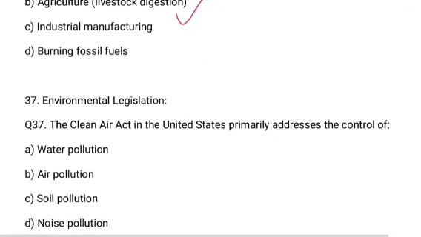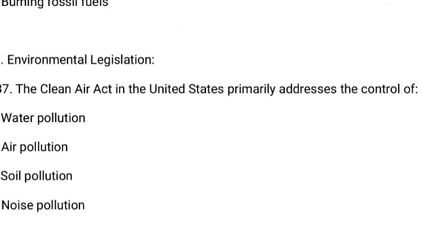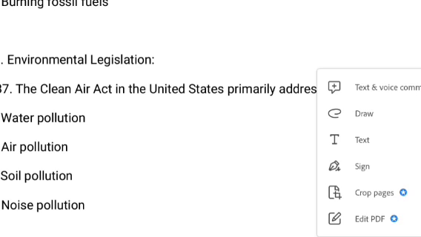Next is environmental legislation. So 37, it says the Clean Air Act in the United States primarily addresses the control of what? Water pollution, air pollution, soil pollution, noise pollution. It will be air pollution.